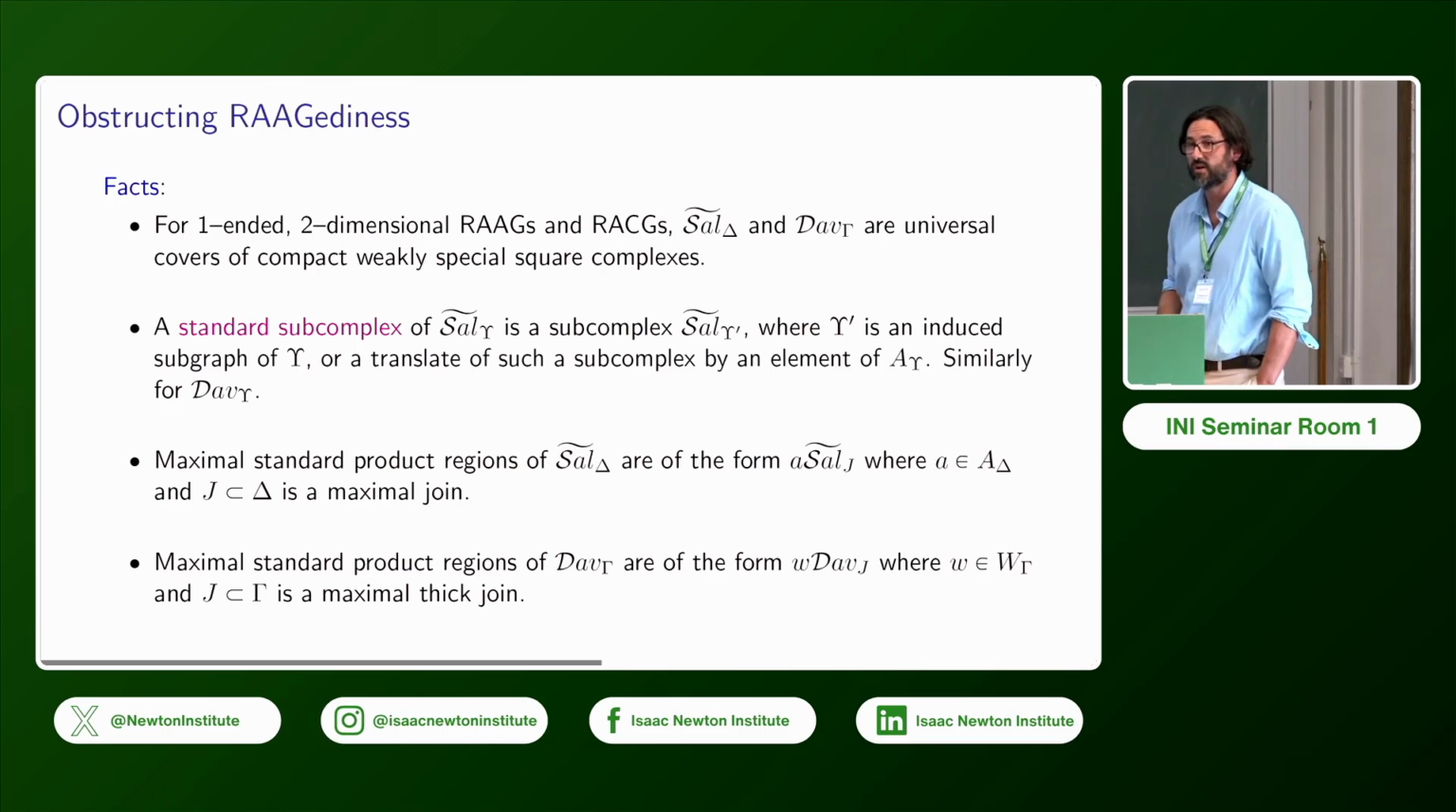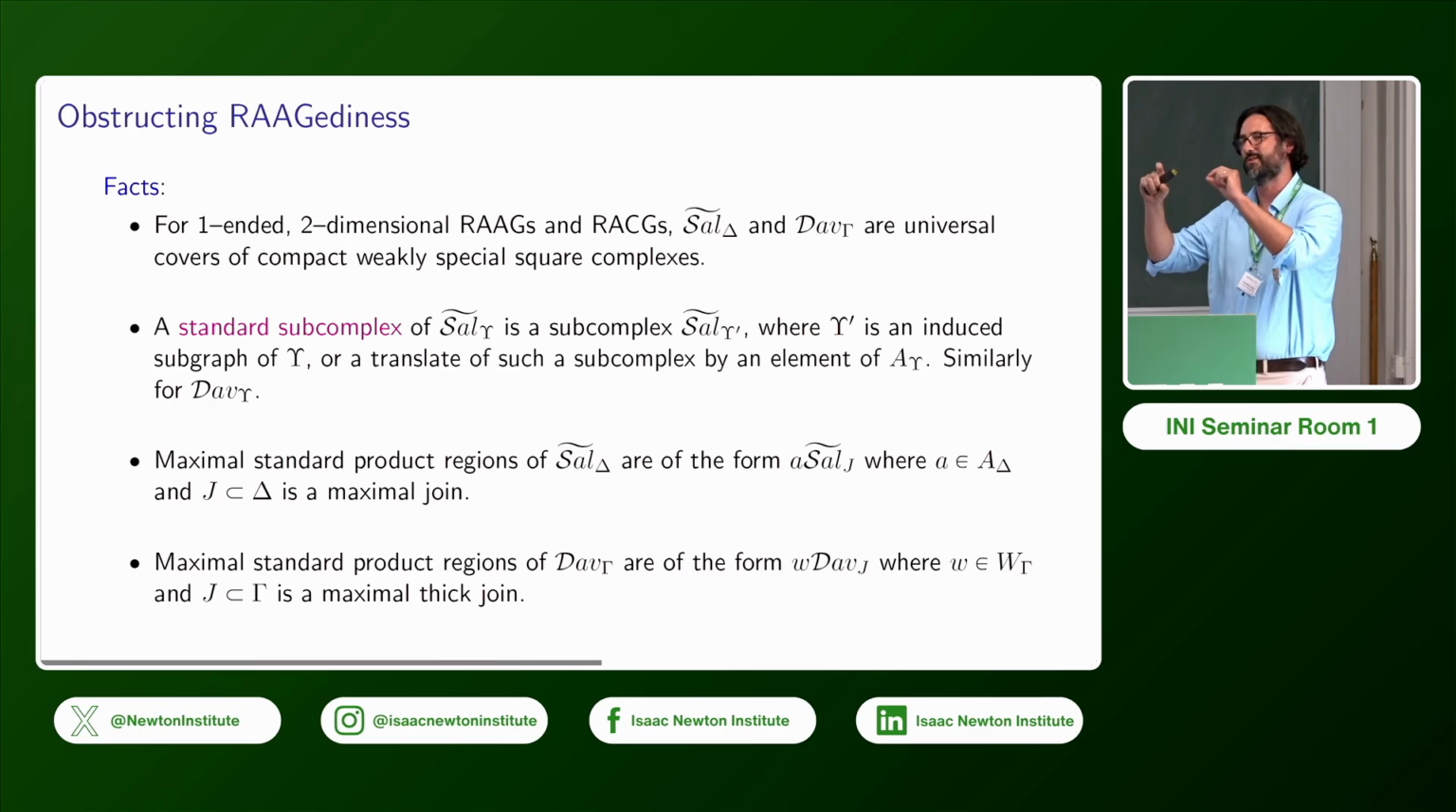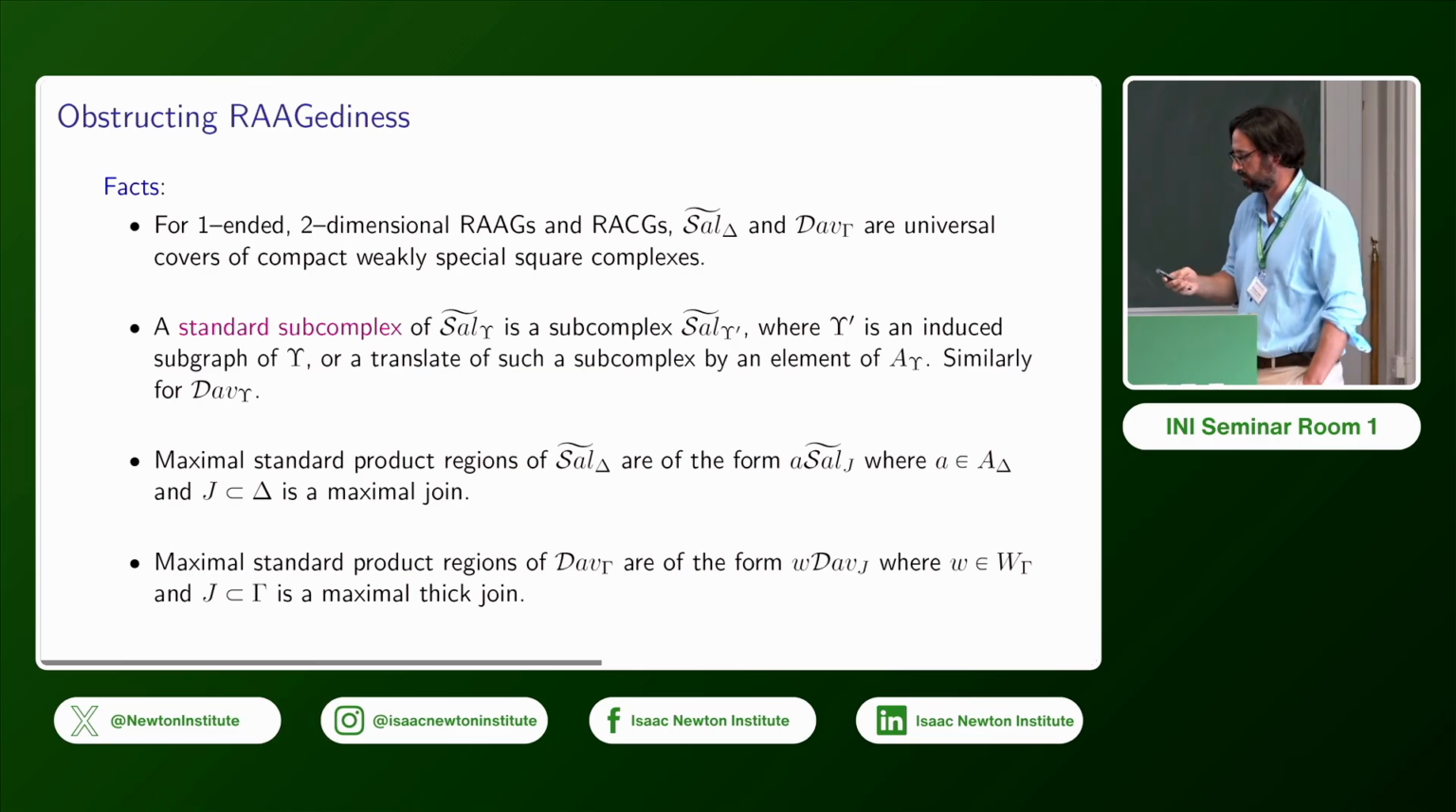So I want thick joins. The only difference is in the Coxeter group, you could have a join that's a subgraph joined with a single vertex. And then upstairs, that's not a satisfying product. I want my product regions really to be products of two infinite subcomplexes. So by thick join, I just mean that the two factors of the join both give me infinite subgroups or infinite subcomplexes, not just going off a single vertex.